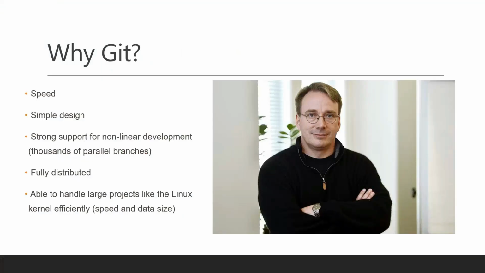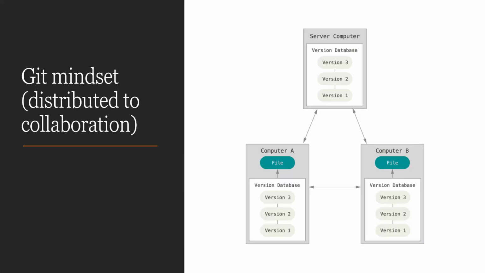So Git was developed by this guy here. If you don't know who he is, Linus Torvalds. He's also the creator or co-creator of the Linux kernel. The most important thing about Git is that this is a decentralized version control system.